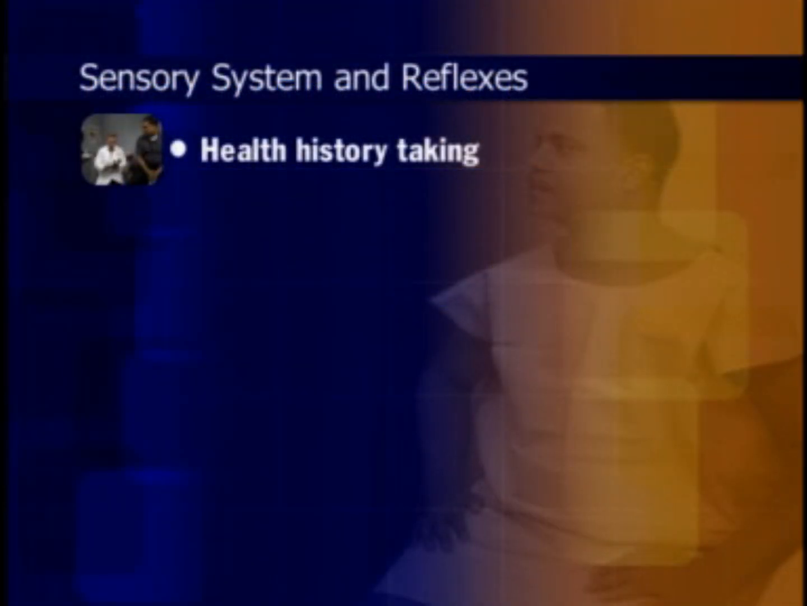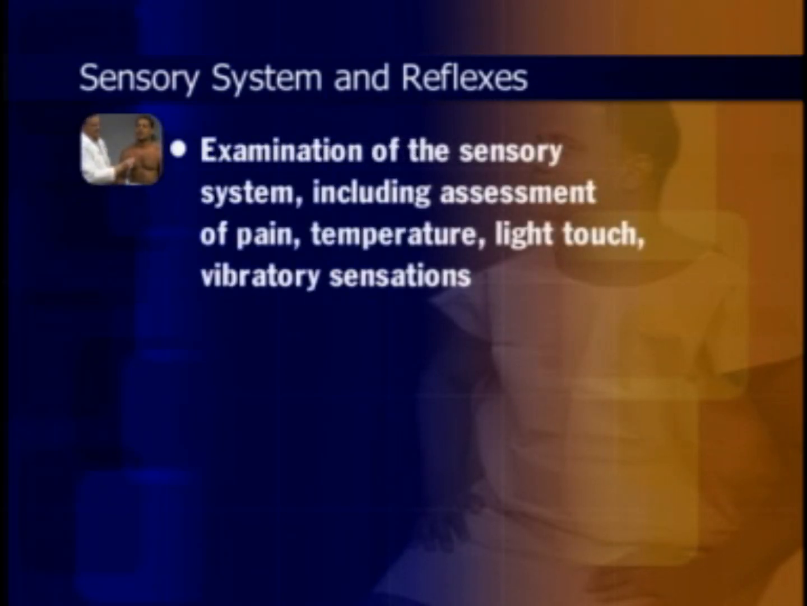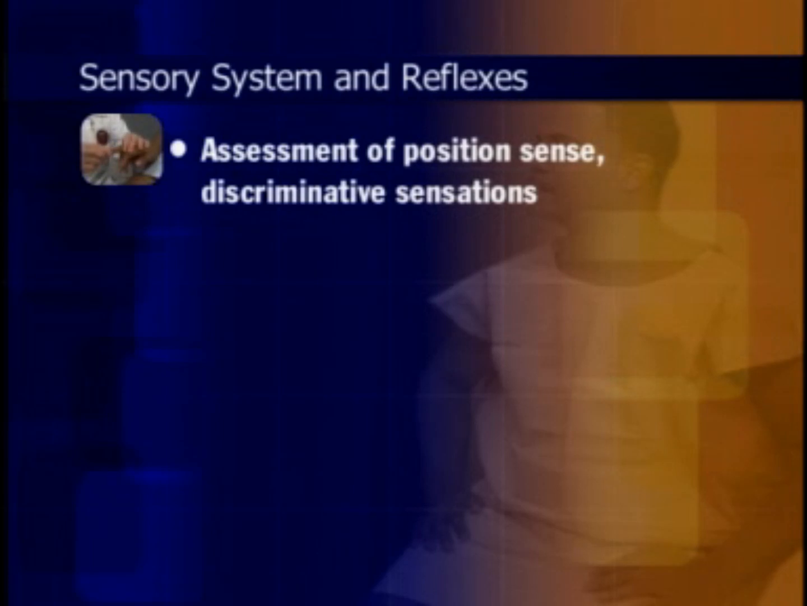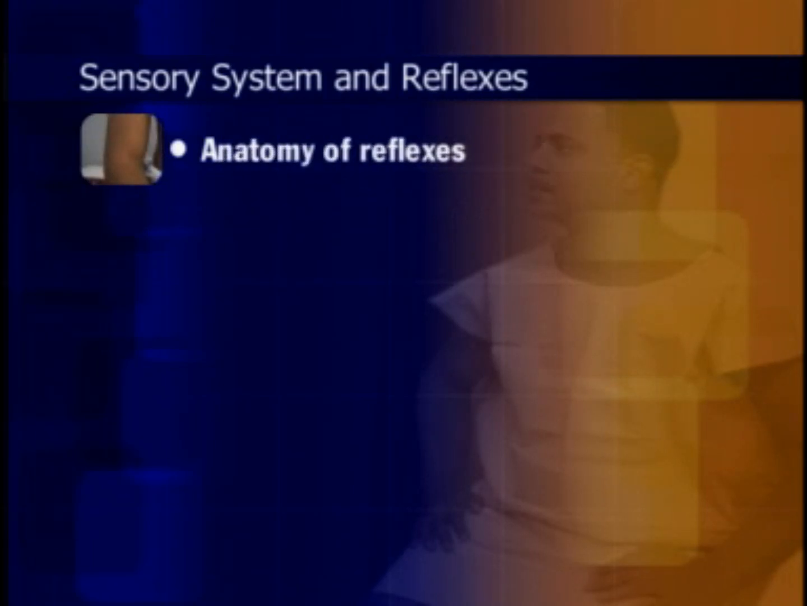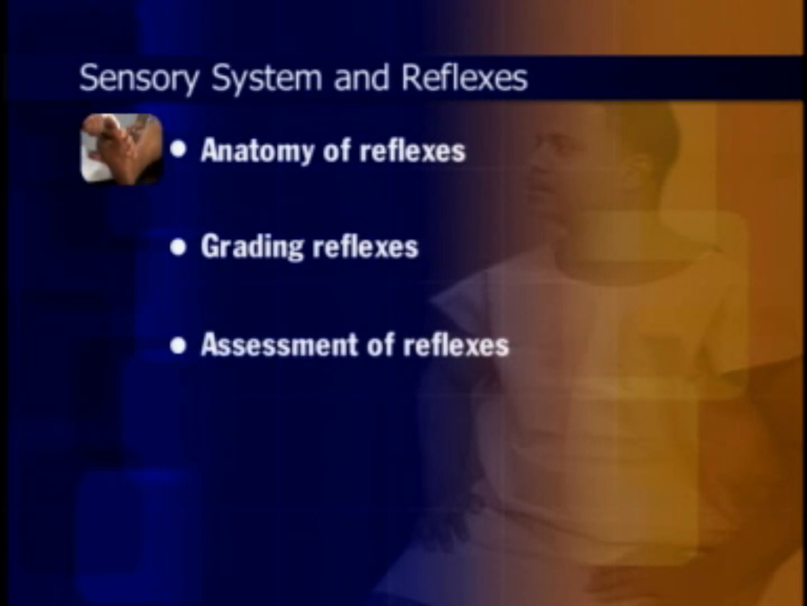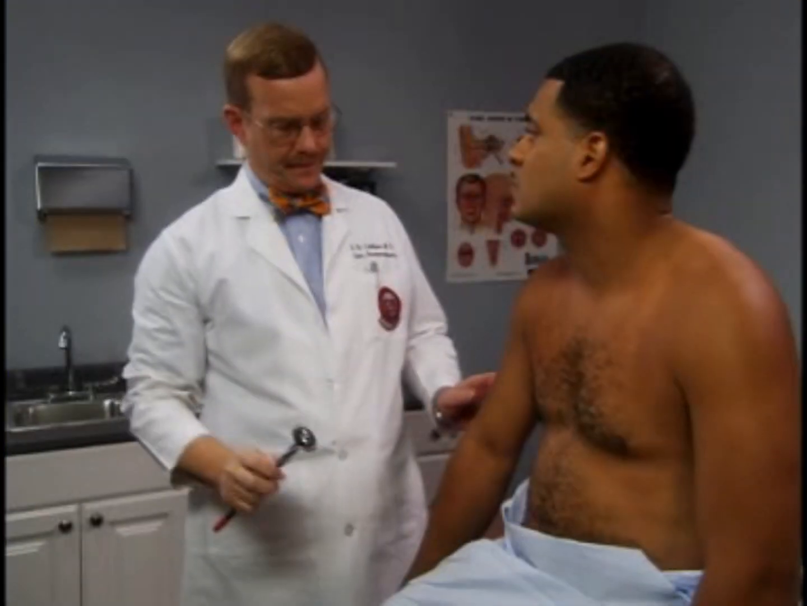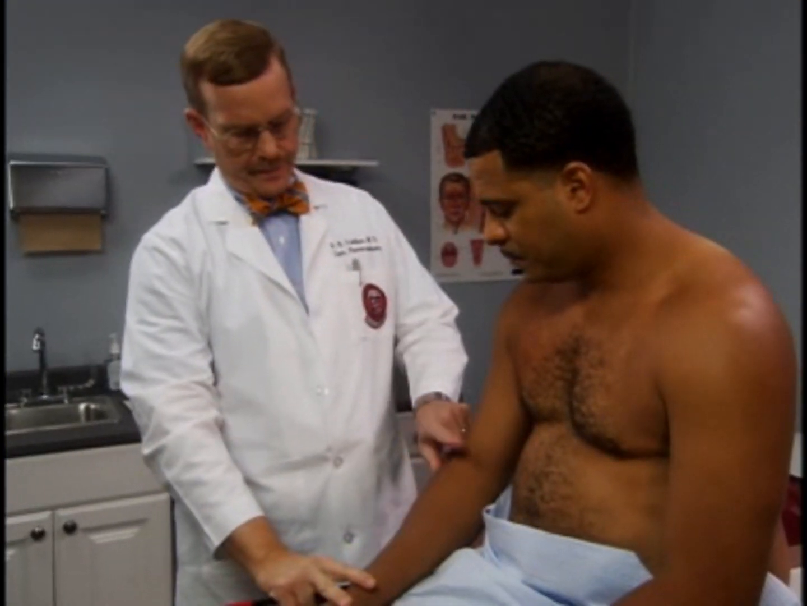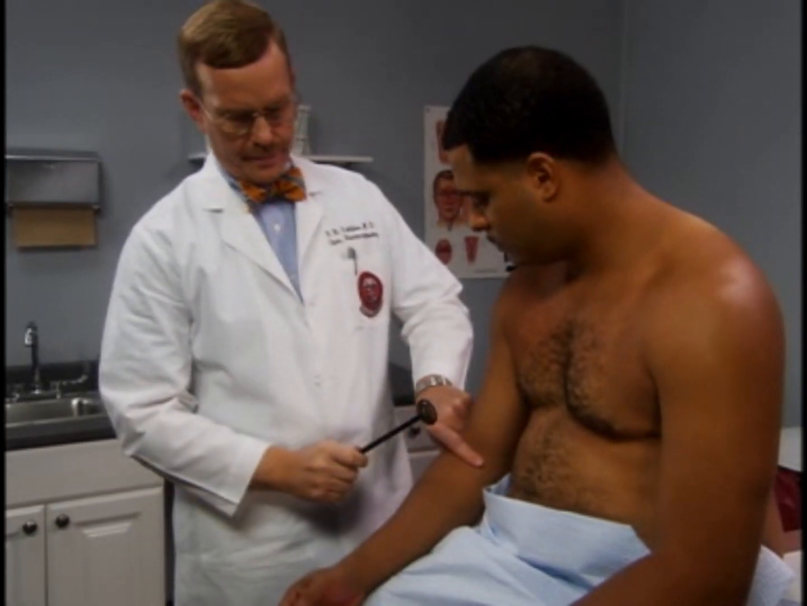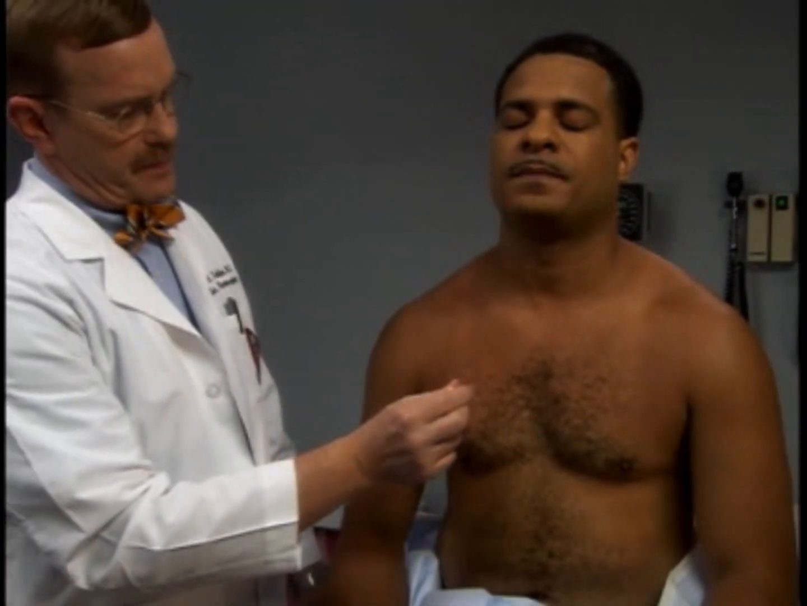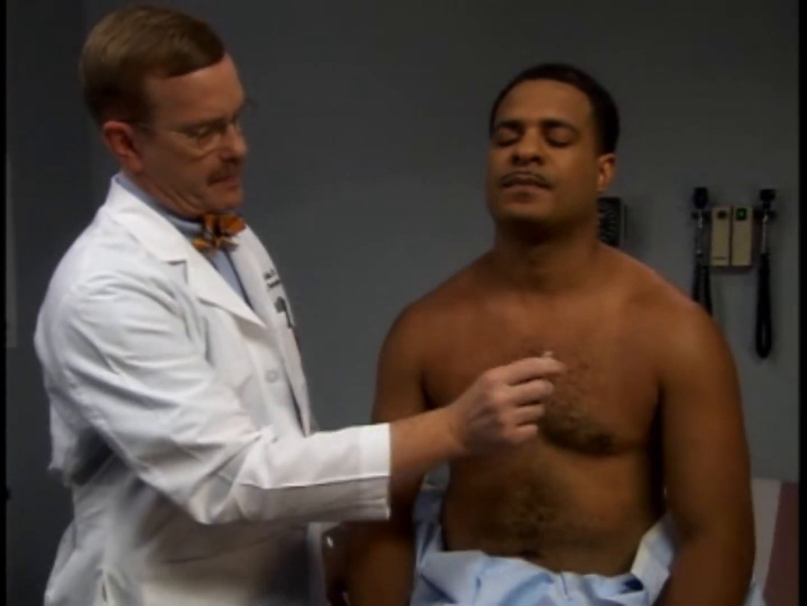This video begins with a brief overview of health history taking, followed by examination of the sensory system, including assessment of pain, temperature, light touch, and vibratory sensations, as well as position sense and discriminative sensations. Anatomy of reflexes, grading reflexes, and assessment of reflexes. We conclude the video with tips on describing your findings. You will see the examiner assess a healthy patient. In clinical practice, you may detect the same normal findings, or you may discover normal variations or abnormal findings.